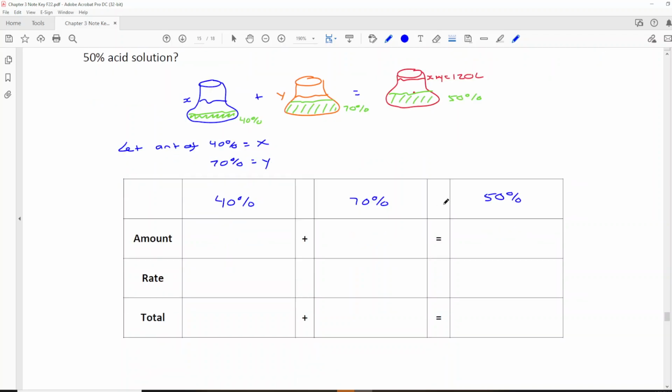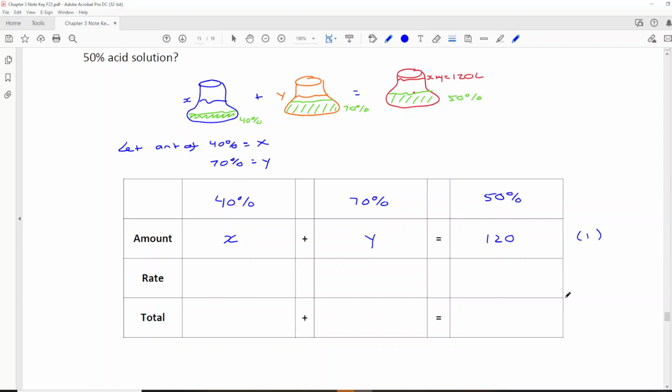Again, this is sort of my picture. I've got my 40% solution mixing with my 70% solution to make my 50% solution. How much 40% solution I have is X. How much 70% solution I have is Y. When they're mixed together, that 50% solution is 120 liters altogether. This is going to be equation 1.